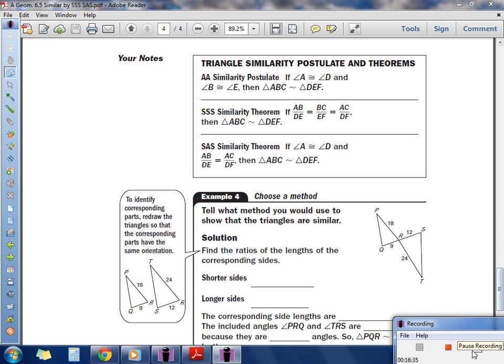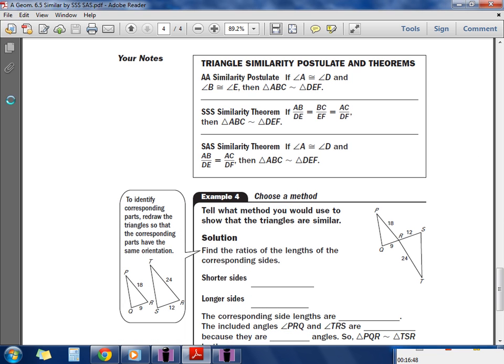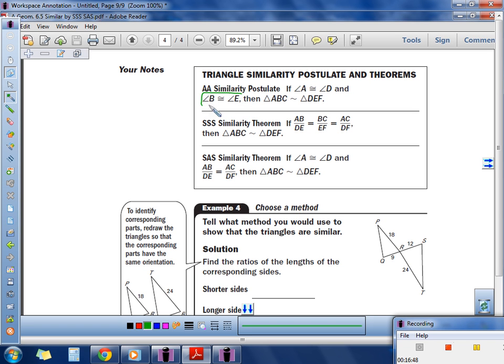On this next page, we have a quick little review. These are the 3 things we can use to prove triangles are similar. The one we had in the past was angle-angle similarity. So you had to prove that 2 pairs of angles are similar. So your answer should look something like this to prove angle-angle similarity.